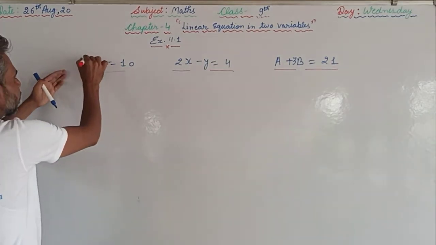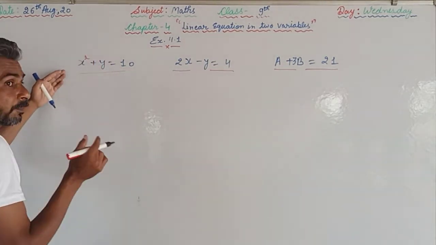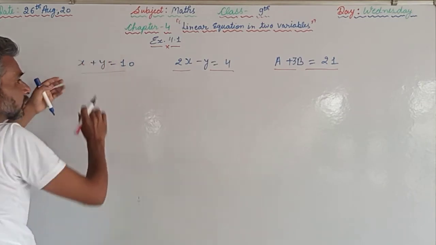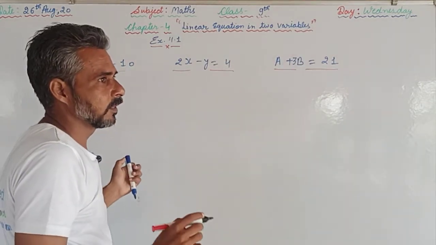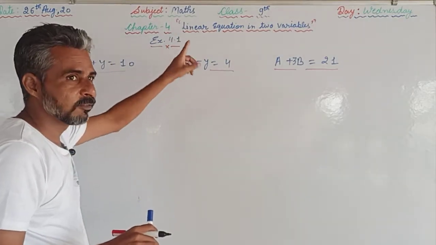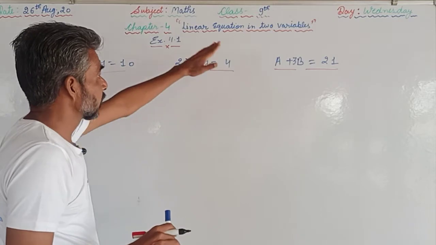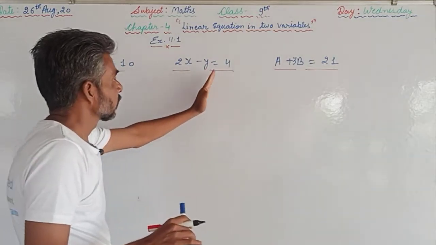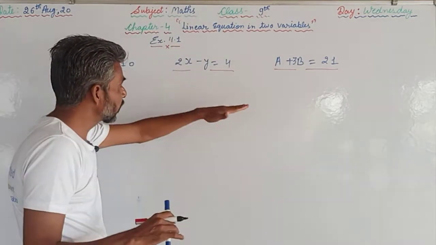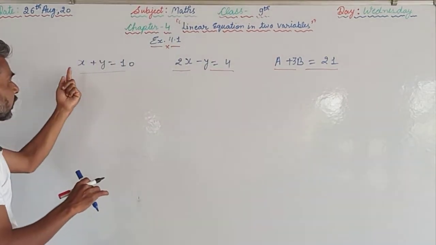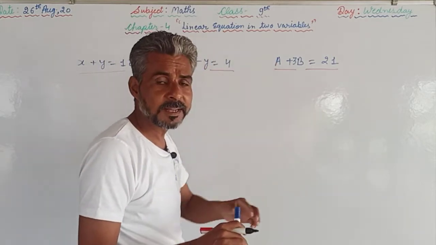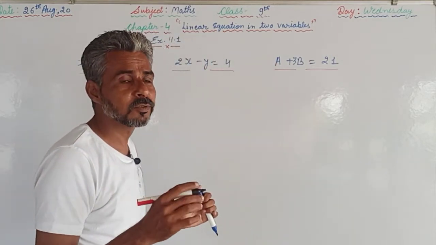If there would have been x square, it would not have been a linear equation. Linear equation can be there only when the power is 1, and 1 power we are never used to denote, that is understood. 2x means 2x power 1. So that is simple. Second, all are having the sign of equality, that is the equals to sign, and two variables, two symbols are there, here x and y, here x and y, here a and b, means variables should be 2, means symbols should be 2.